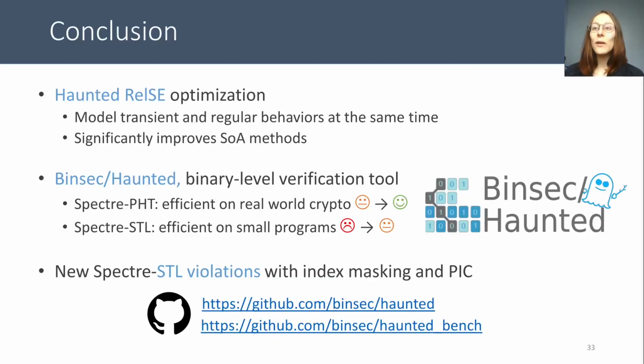To conclude, we presented an optimization called Haunted Relational Symbolic Execution to model regular and transient behaviors at the same time. It alleviates the cost of modeling speculative semantics and improves over state-of-the-art techniques. We implemented it in a tool called Haunted that we open-sourced on GitHub. And finally, using this tool, we found interesting violations of Spectre-STL. Thanks for listening.